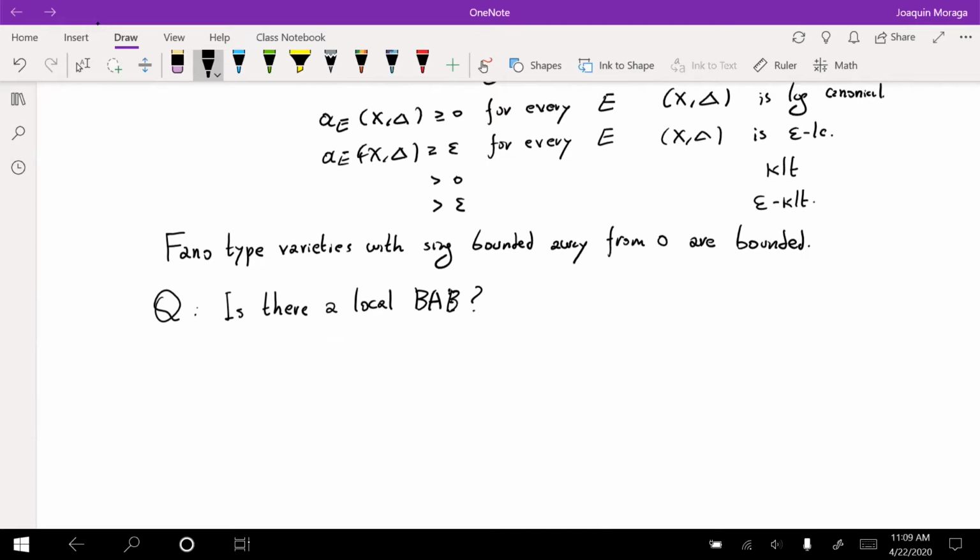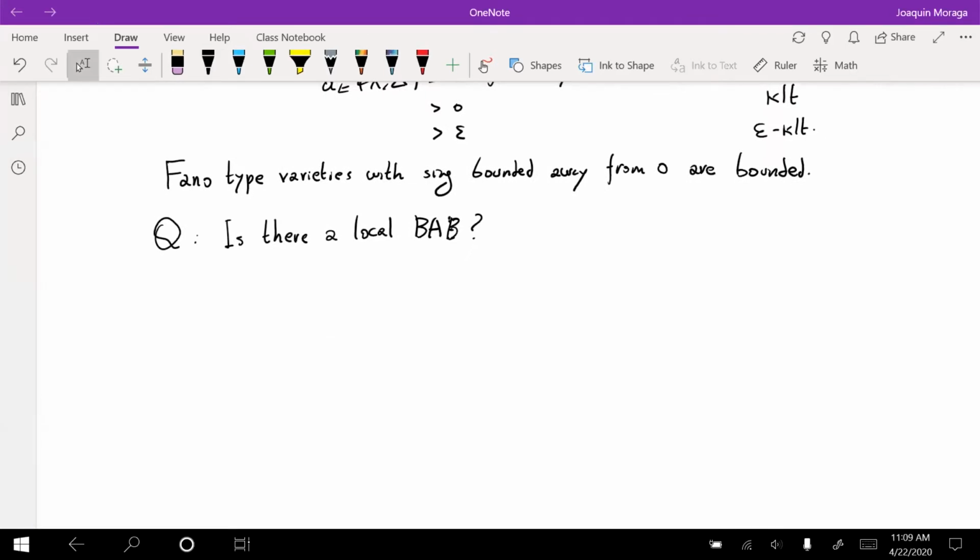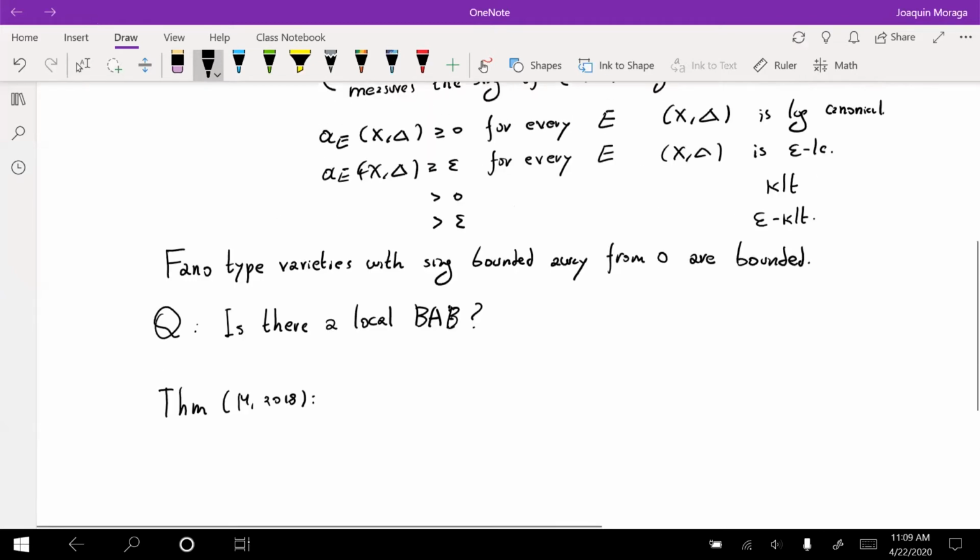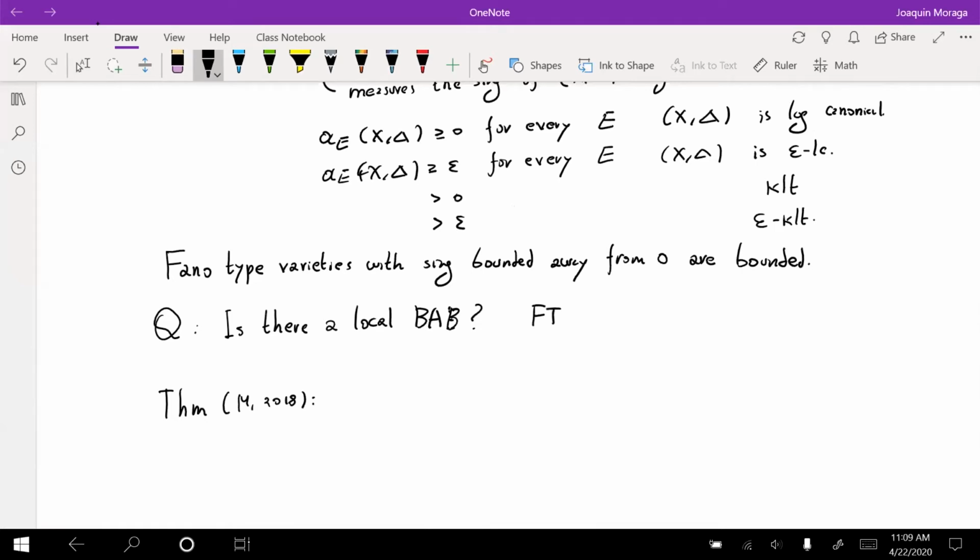And the first outcome of this was a theorem, I need to remember the year, in 2018, by the speaker, which says the following. So the philosophy is that if you have a Fano-type variety, the easier way to construct a klt singularity is to take the cone over it. So you take the cone over the variety with respect to your favorite polarization, and this one will be klt.